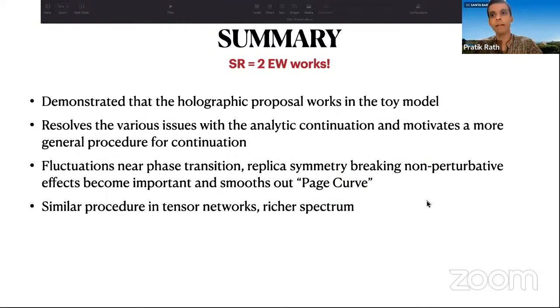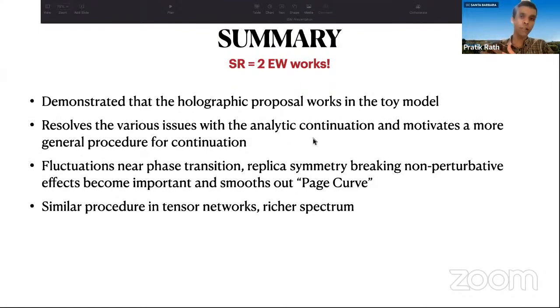Okay, so with that, let me summarize. The gist of the talk was that this proposal that the reflected entropy is equal to twice the entanglement wedge cross section works in this toy model. There were various issues with this proposal that were hard to handle in situations where you can't do the gravity path integral completely. And in this particular toy model, the fact that the Jackiw-Teitelboim gravity path integral can be done explicitly helps us understand a lot of these issues.